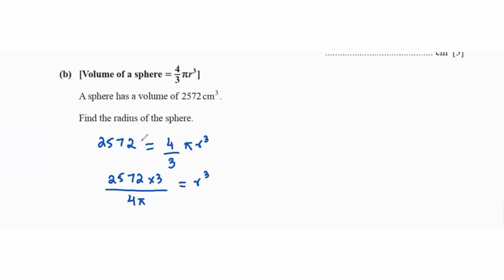So if we solve that, 2,572 times 3 divided by 4 pi, we get 614.02. I'm going to take the cube root of both sides, and that's going to give me 8.5 centimeters. That is your radius of the sphere.